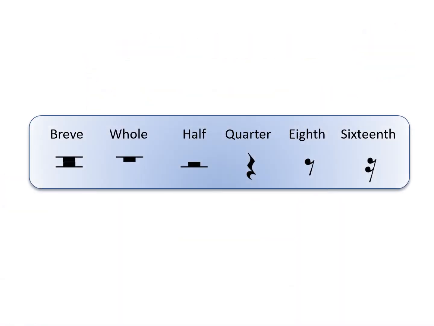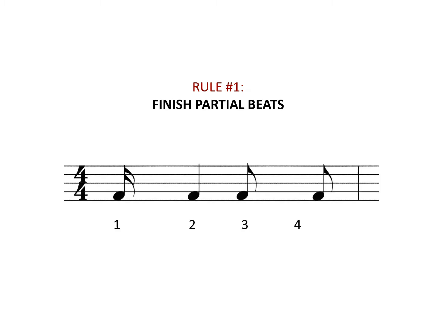Rests in simple time must be placed according to these rules. Rule number 1, finish partial beats. Each incomplete beat must be completed before the next beat, and each part of the beat must be finished before the next part. So in the first beat, a 16th rest is added to make an 8th, and then an 8th rest to make the full quarter beat. The 3rd and 4th beats are completed with 8th rests.